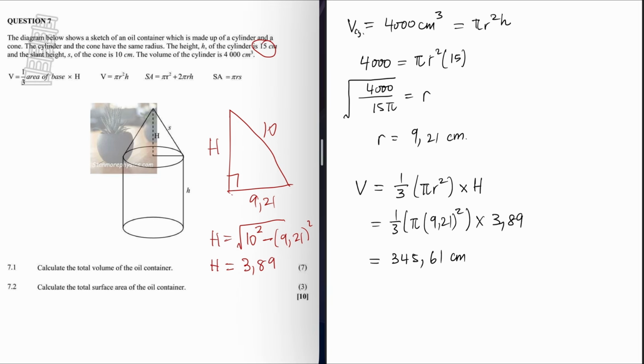345,61 centimeters cubed. And so if I want to work out the total volume now, the total volume is going to equal the 4,000 plus the 345,61, which is 4,345,61 centimeters cubed.